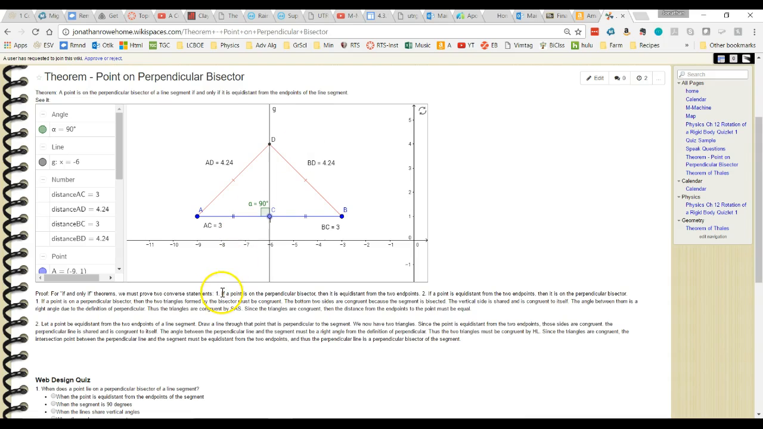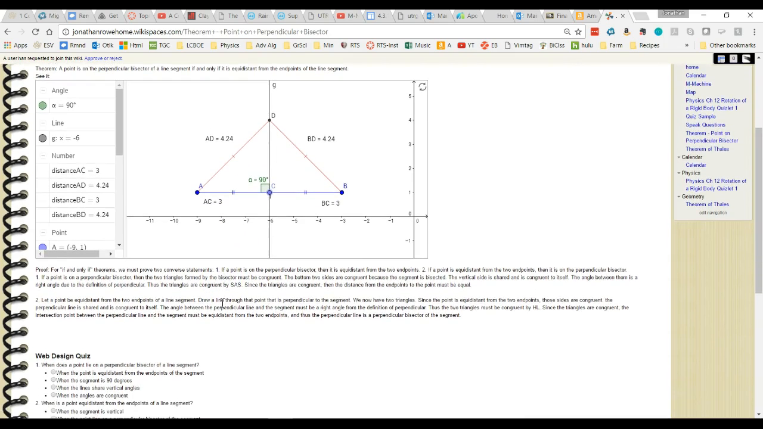It turns out that this is always true: if a point lies on the perpendicular bisector of a line segment, then it is always equidistant from the endpoints of the line segment. And that's an if and only if theorem. That means it goes both ways. So here's how it goes.